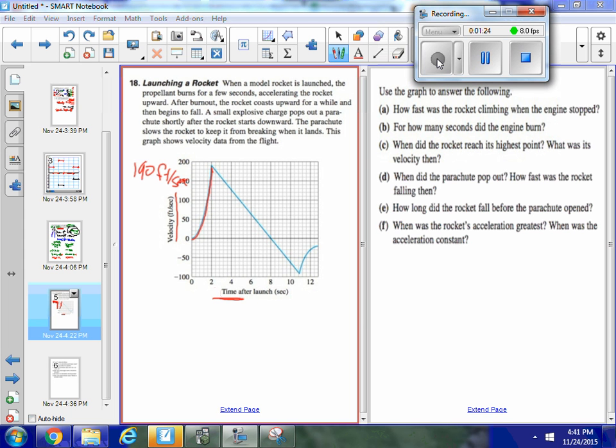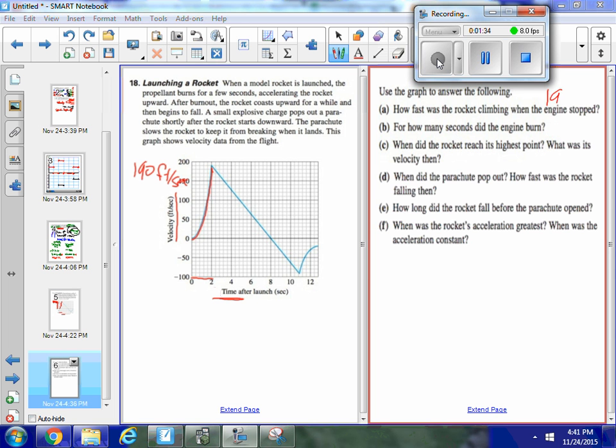How many seconds did the engine burn? Well, it looks like it burned from 0 to 2 seconds. Then it stopped. So I'm going to write the numbers here. This is 190 feet per second, and it looks like it burned for 2 seconds.